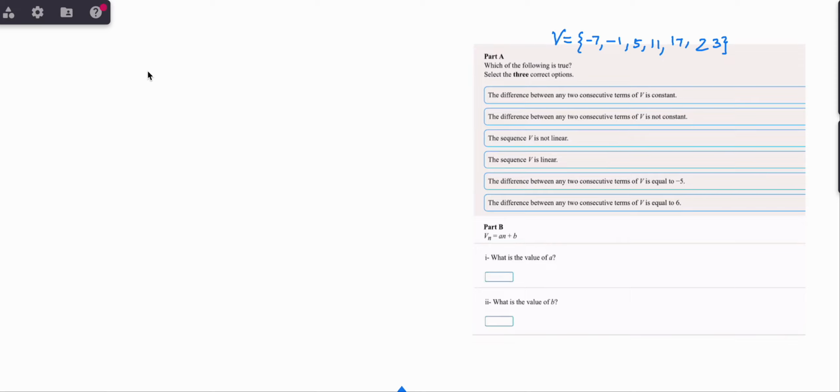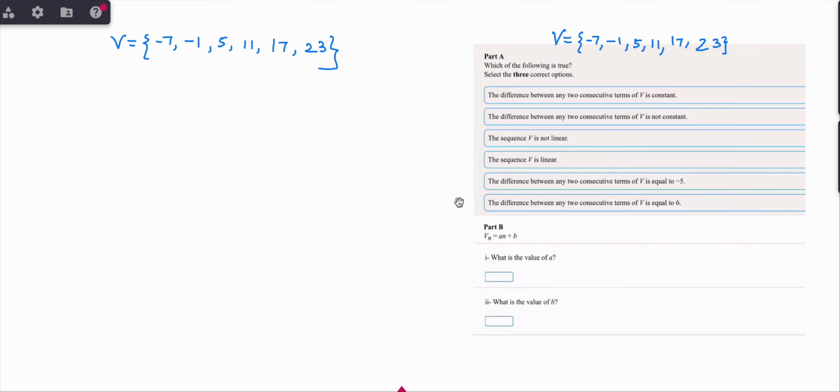So the question given is: V is equal to a set given to you, -7, -1, 5, 11, 17 and 23. The question is, which of the following is true? Select the three correct options.